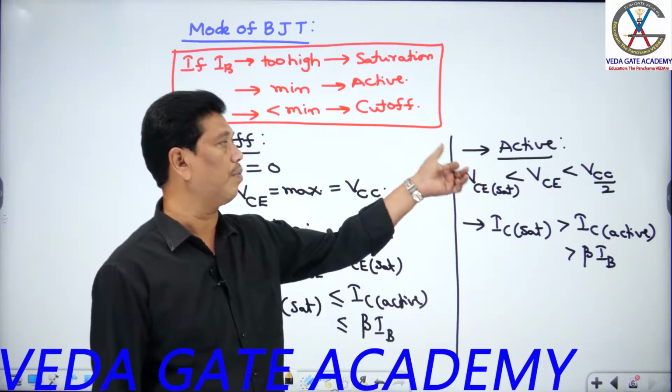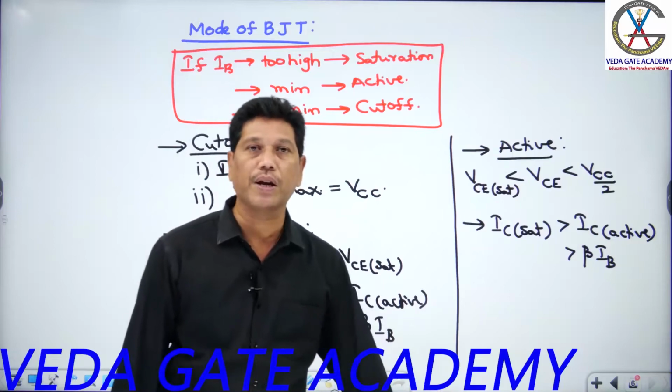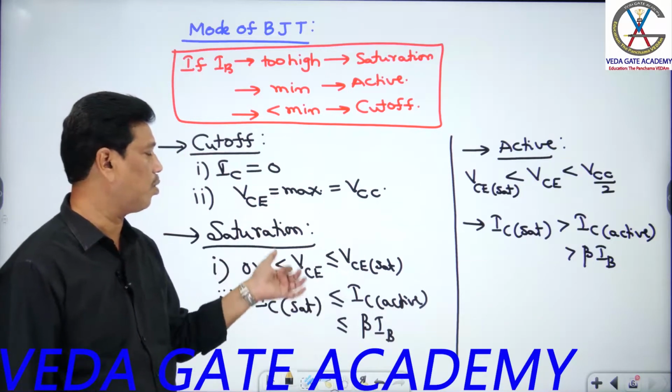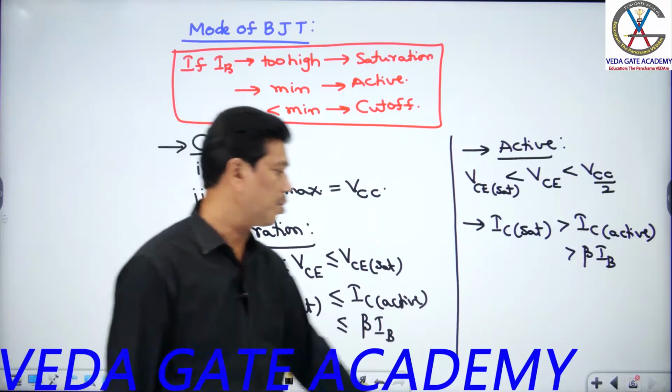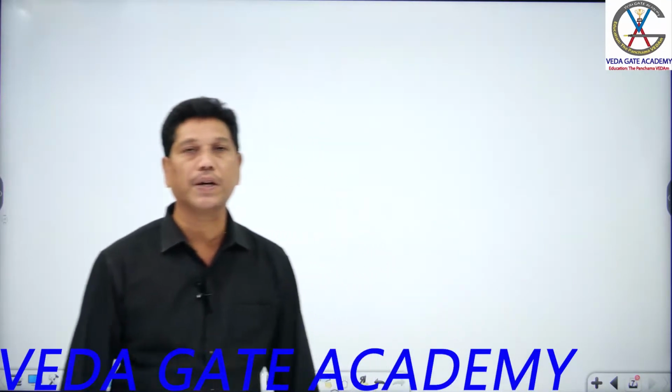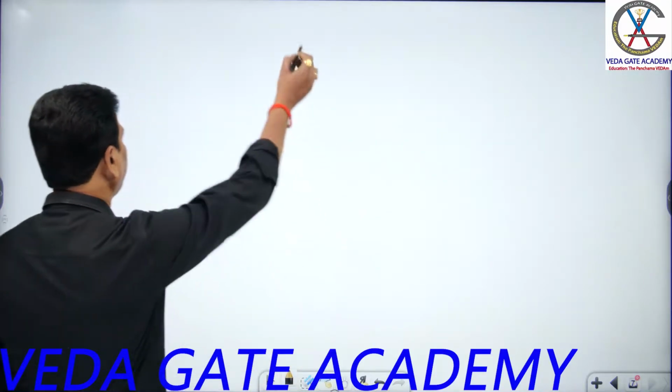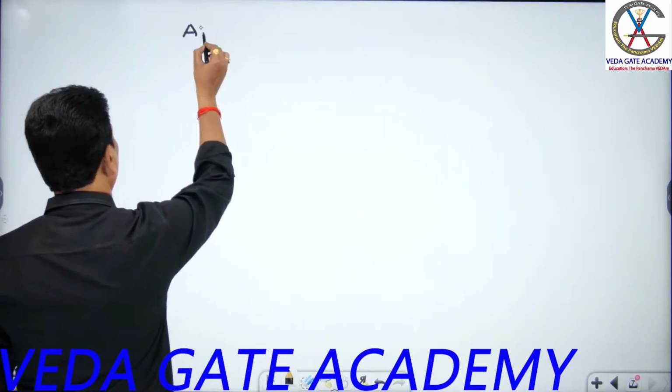So this is the way to identify the mode of a BJT, whether it is active mode, saturation mode or cutoff mode, students. Okay. Next we check out the BJT avalanche breakdown, students.